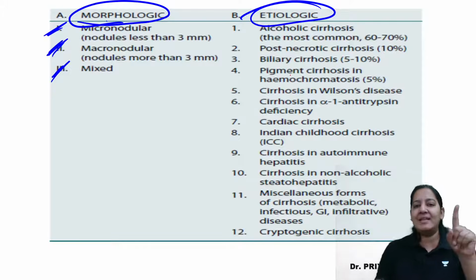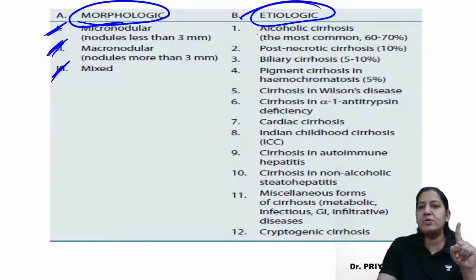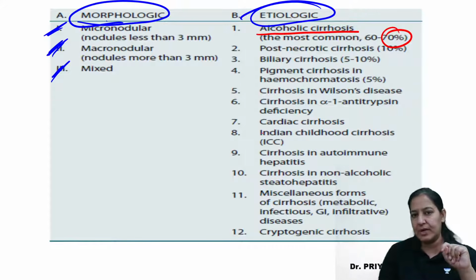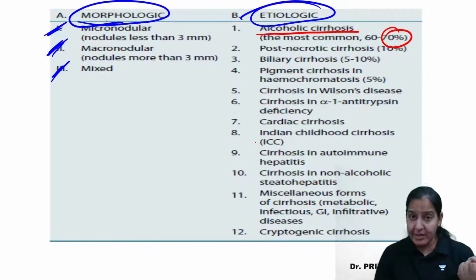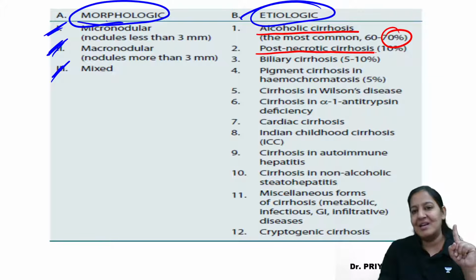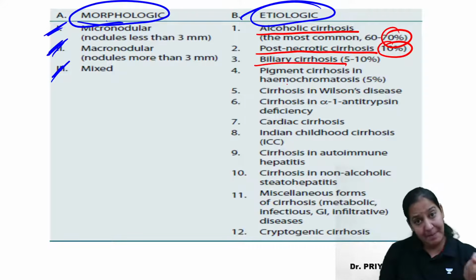So most commonly, the injurious agent is alcohol. It is known as alcoholic cirrhosis. 70% of cirrhosis is alcoholic cirrhosis only. It occurs in chronic alcoholic drinkers. I will start with this one first. After that, it can be caused by viruses. It is known as post-necrotic cirrhosis. It constitutes 10% of the total cirrhosis. The injury can be caused by bile, biliary cirrhosis.